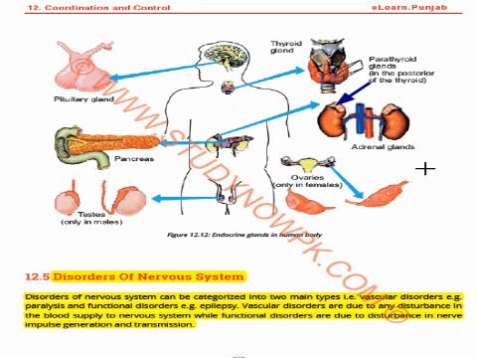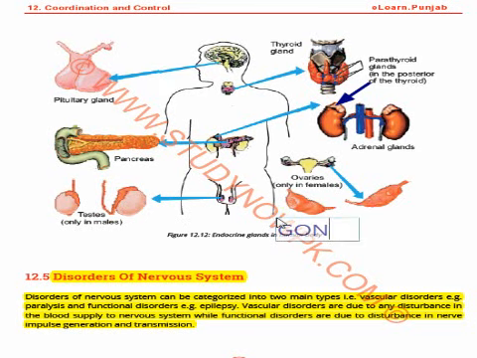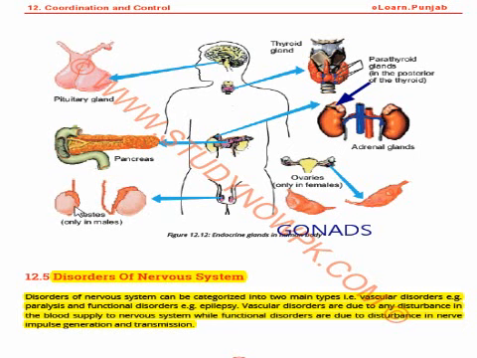Then the ovaries and the testes. The ovaries are present only in females and the testis is present only in males. Actually these are the gonads, we call them gonads. So the female gonads are the ovaries and the male gonads are the testes.